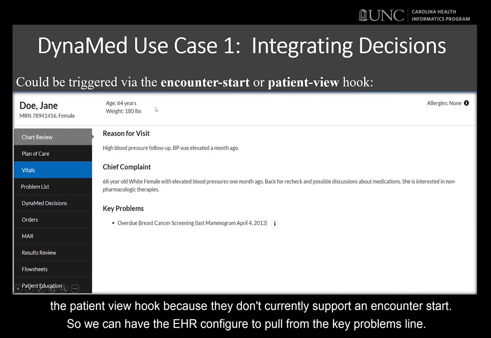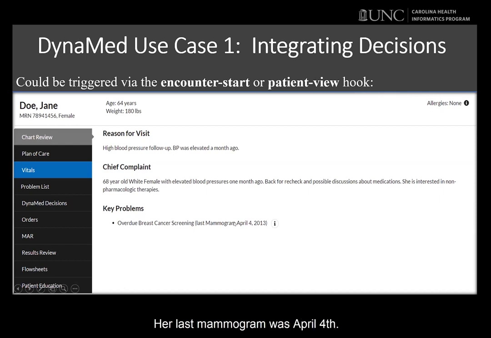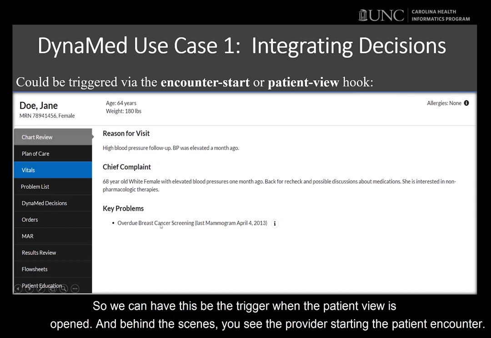So we can have the EHR configured to pull from the key problems line. And you can see that this patient, Jane Doe, oh, she's overdue for breast cancer screening. Her last mammogram was April 4th. So we can have this be the trigger when the patient view is opened.